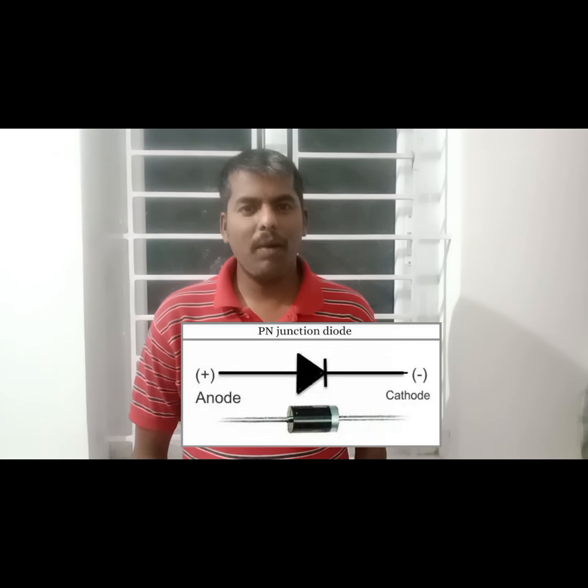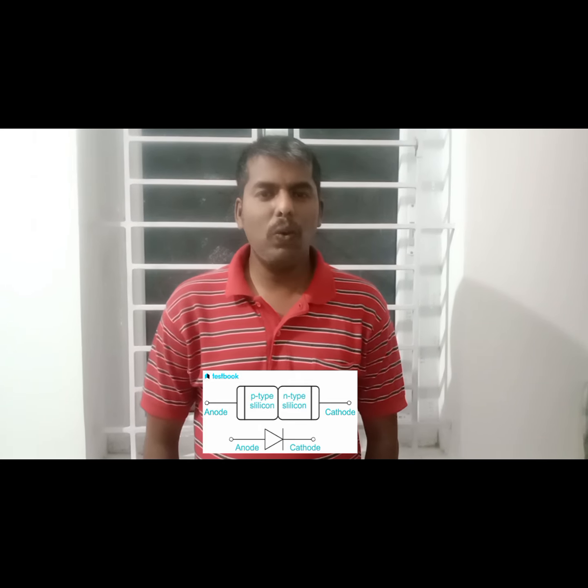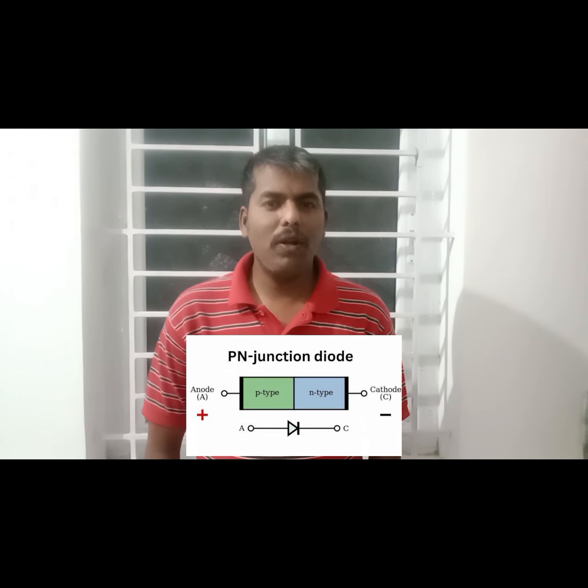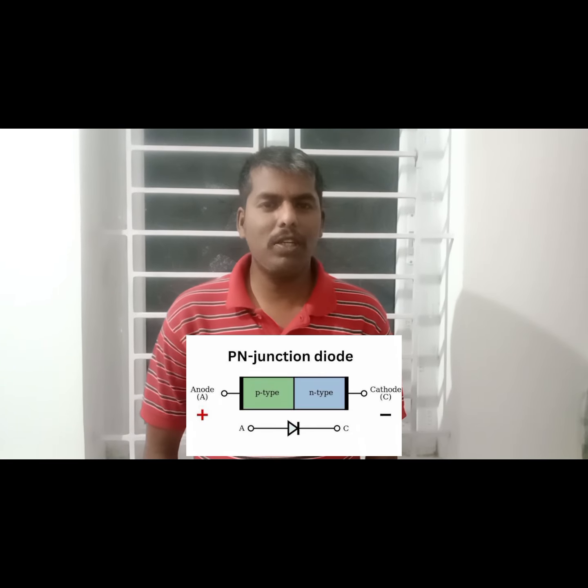Today we are seeing about the topic PN junction diode. First, we see about the diode. The name indicates diode, D-I-O-D-E. Di means two, diode means anode and cathode. Here two layers are presented. One is P layer, another is N layer. In the P layer, the anode is presented. In the N layer, the cathode is presented.